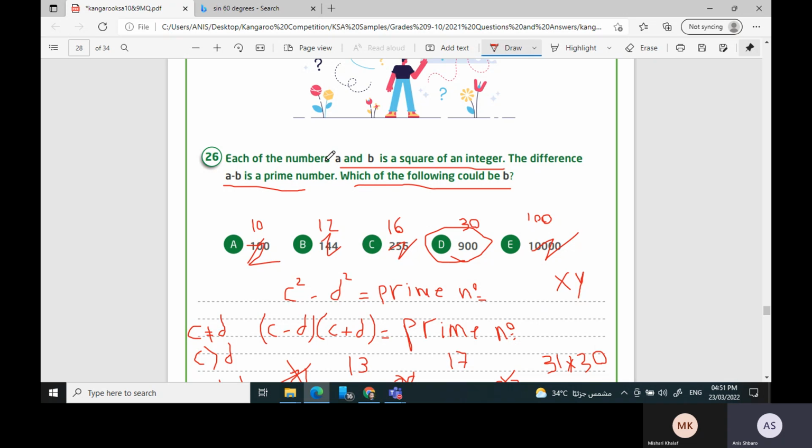The thing I did here, first of all, we read the question. A and B is a square of an integer. So simply, A is equal to another unknown power 2. We said that A is equal to C power 2, and B is equal to D power 2.